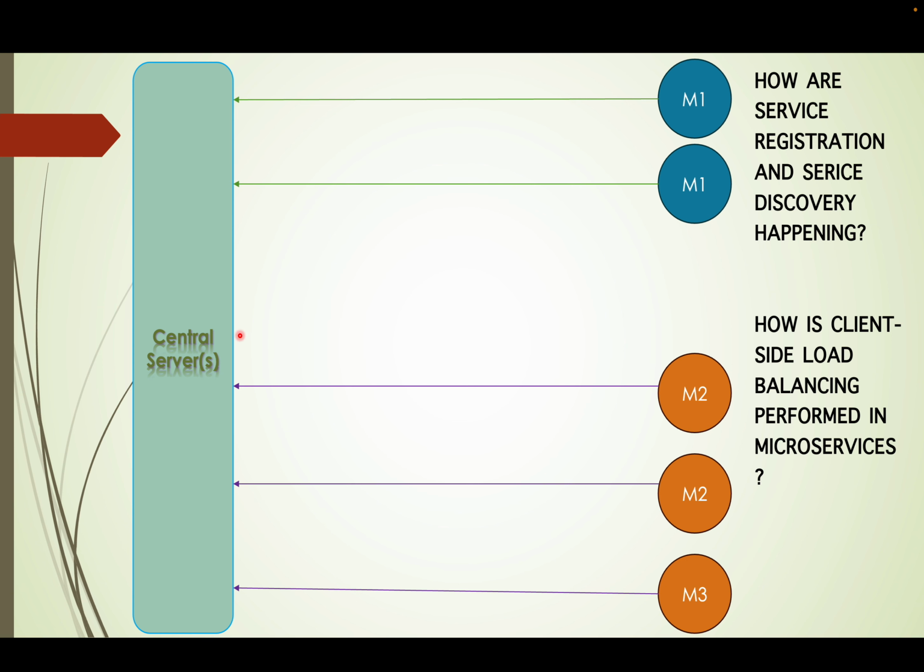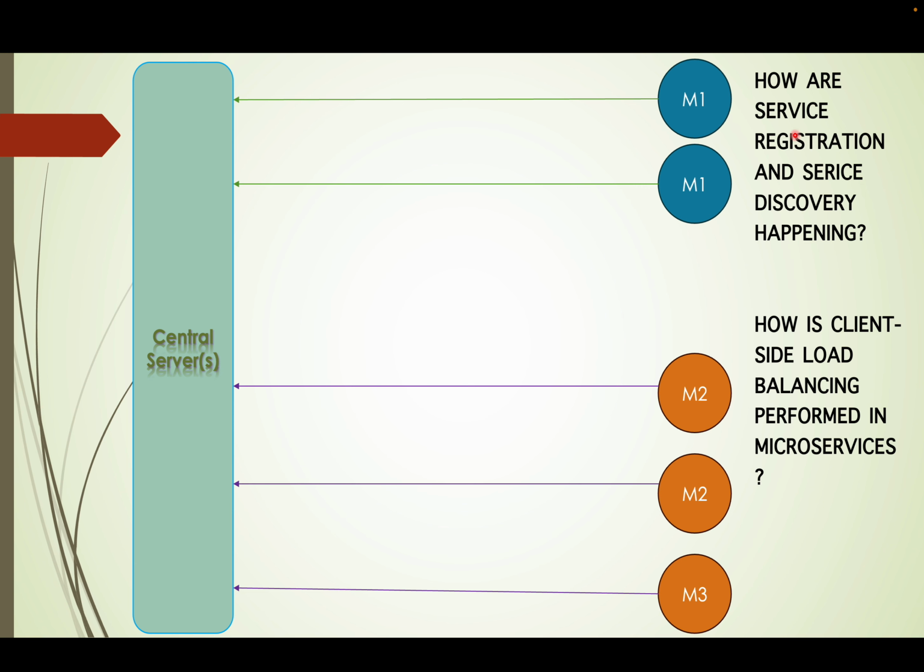Also, there is something called heartbeats. Let's see what it is. To this central server, my microservices which are alive, every 5 seconds or every 10 seconds, whatever we set, every few seconds all the running microservice instances need to send their heartbeat to the central server.